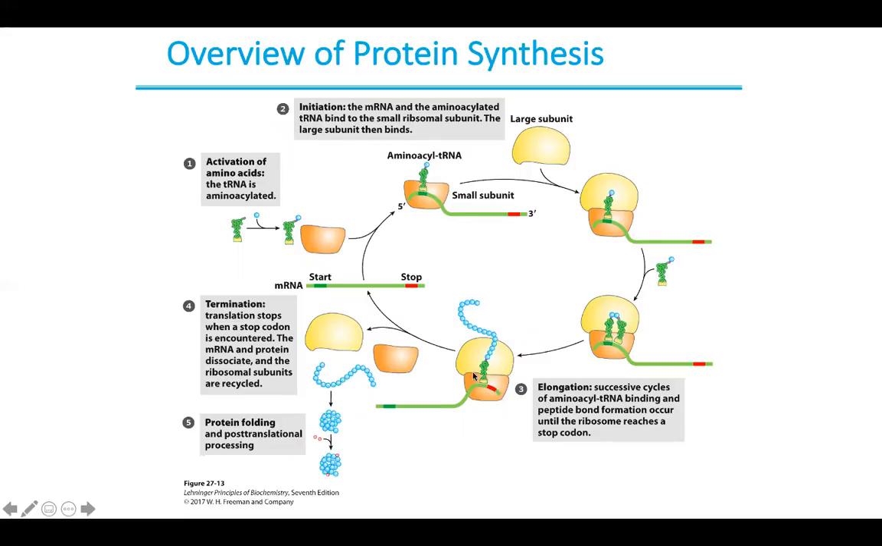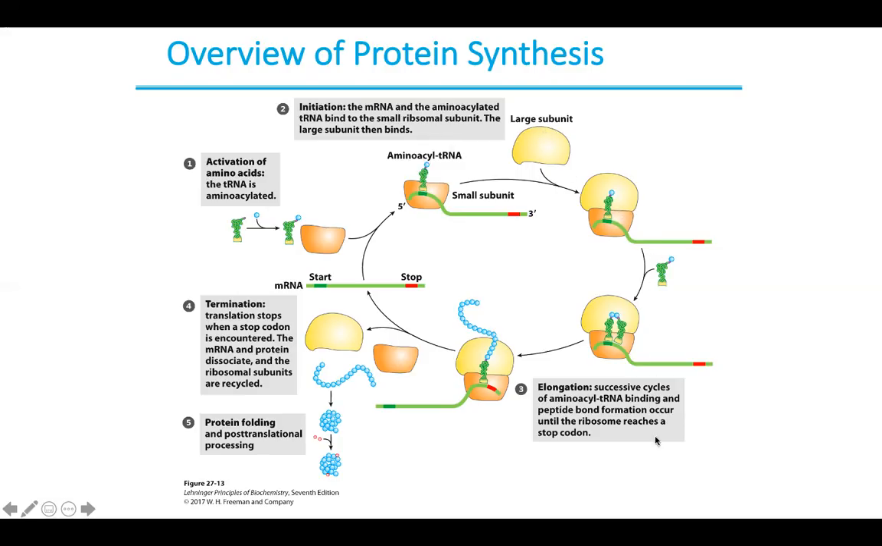This is the overview of protein synthesis. The first step is the activation of amino acids. The tRNA is aminoacylated, meaning an amino acid will bind to a portion of that tRNA. The second step is initiation. The mRNA and the aminoacylated tRNA bind to the small ribosomal subunit, and the large subunit binds to it thereafter.